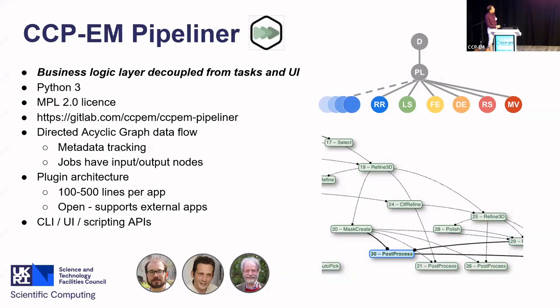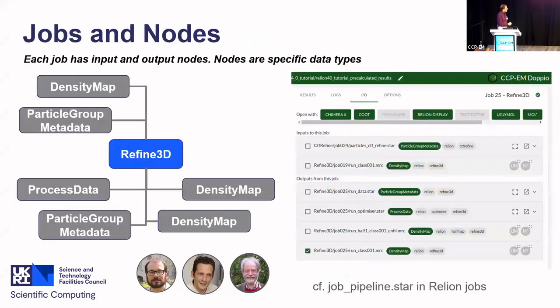Particular apps come in as plugins, and for developers at least, these are relatively easy to write. So we're encouraging third parties to contribute to the infrastructure. Every particular job type has input and output nodes defined. So Refine 3D from RELION will take information about the particles and the reference model and output refined maps, half maps, etc., etc.